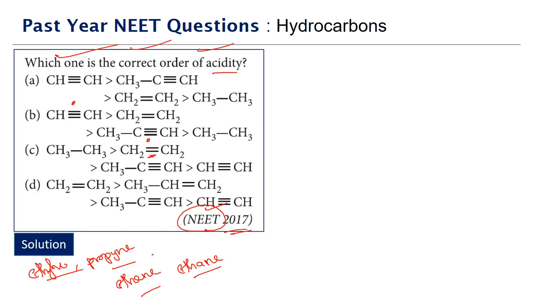So what are the things we have? Ethyne, propyne, ethene, ethane. Now when you want to compare them, there is a different way of comparing. Generally, if you want to compare an alkane, alkene and alkyne in terms of the acidic nature, what is the hybridization of carbon in alkyne? Sp hybridization. In ethene, it is sp2. Ethane, sp3. The sp carbons will be more electronegative than sp2 than sp3.